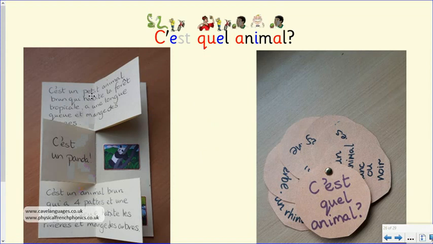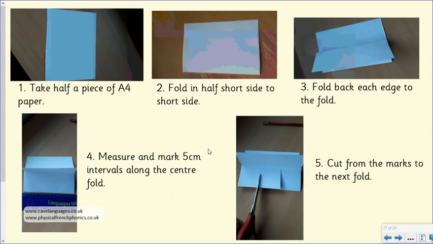Think about doing that and using a lift the flap book like this. Let me show you how to make it. So you will just need half a piece of A4 paper, so cut the A4 paper in half, and then fold in half the short side to the short side, and then fold back one edge to the fold, and then the other edge to the fold.